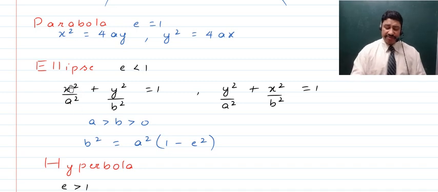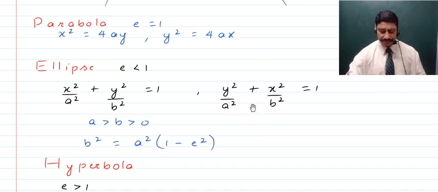Now if the denominator of x square is larger, then this will be a horizontal ellipse where its axis will be along the x-axis. And if the denominator of y square is larger, then it will be a vertical ellipse, right? And its axis will be along the y-axis.